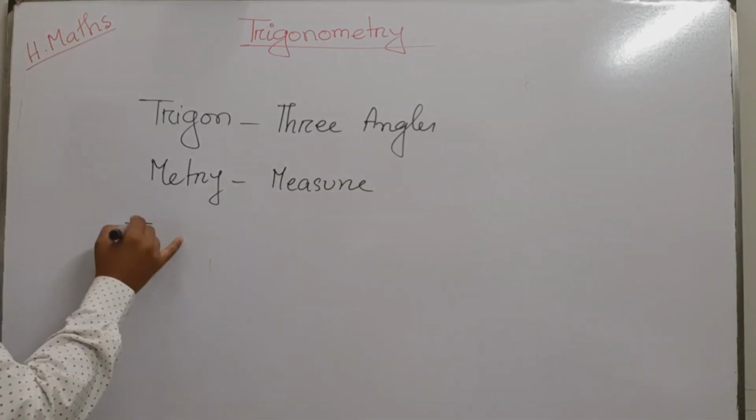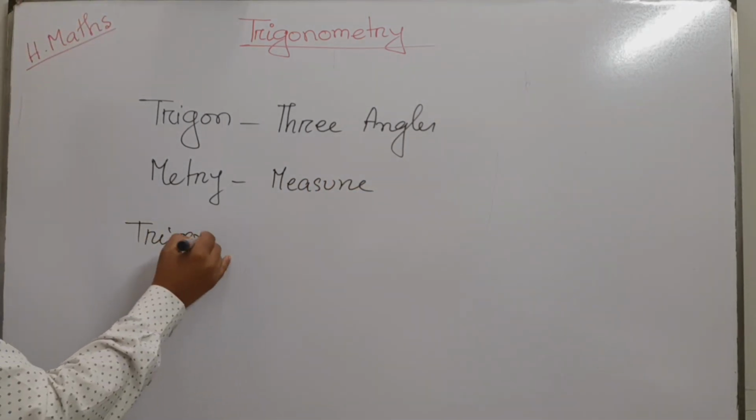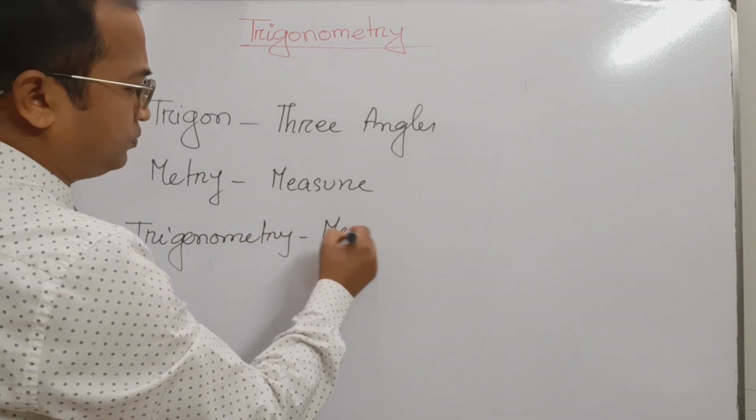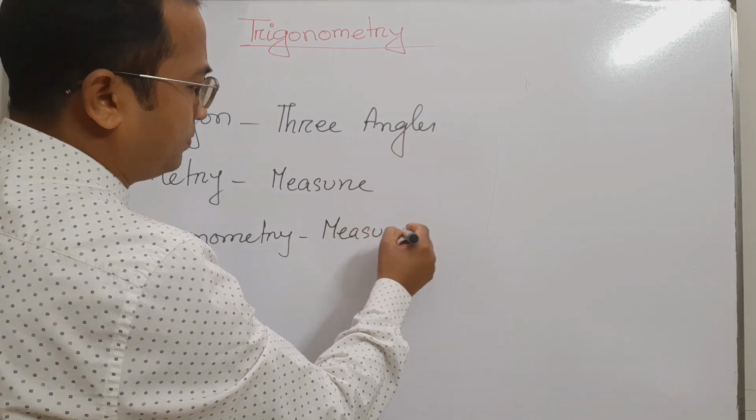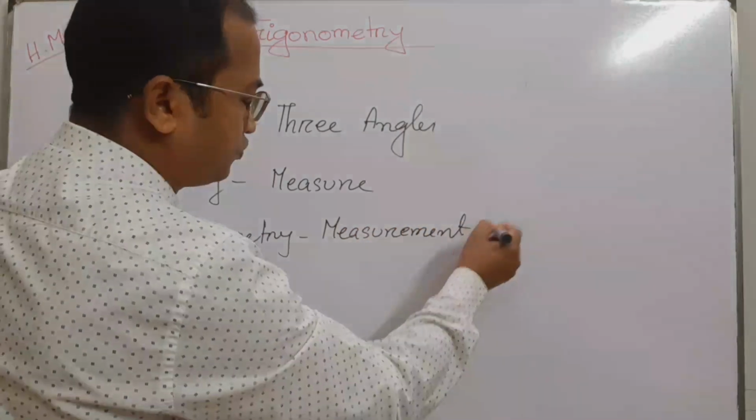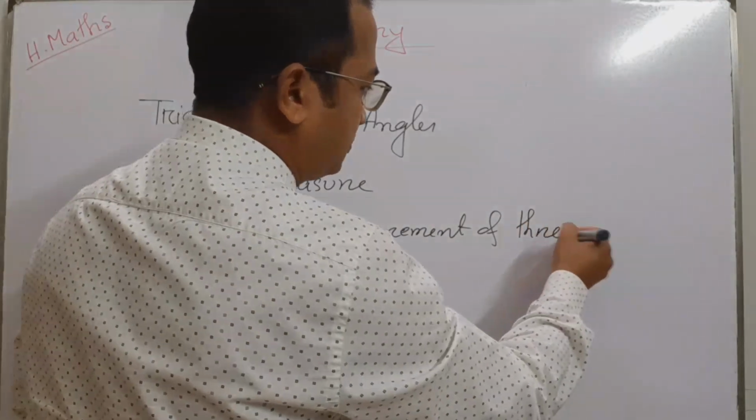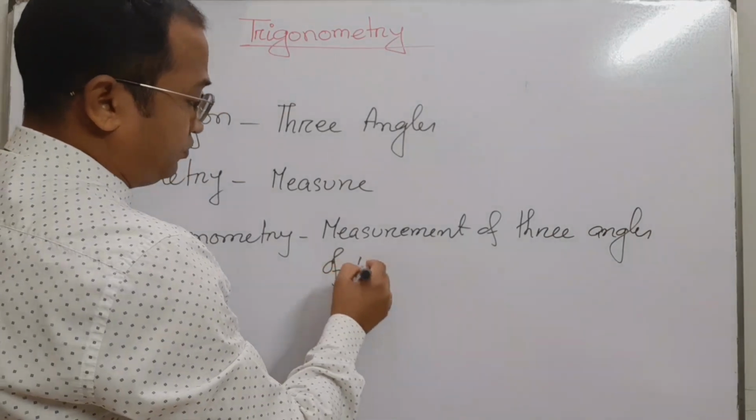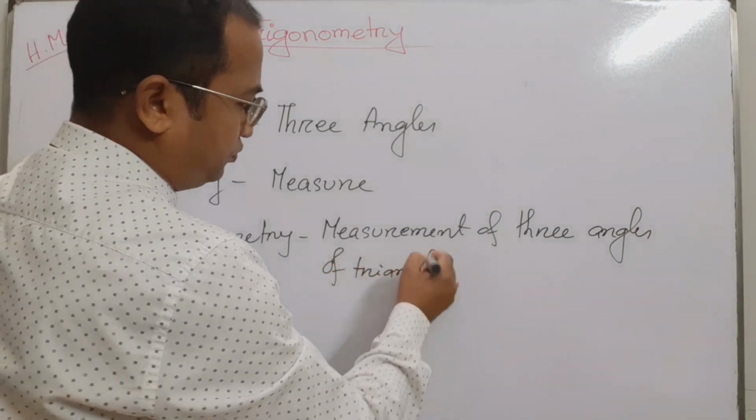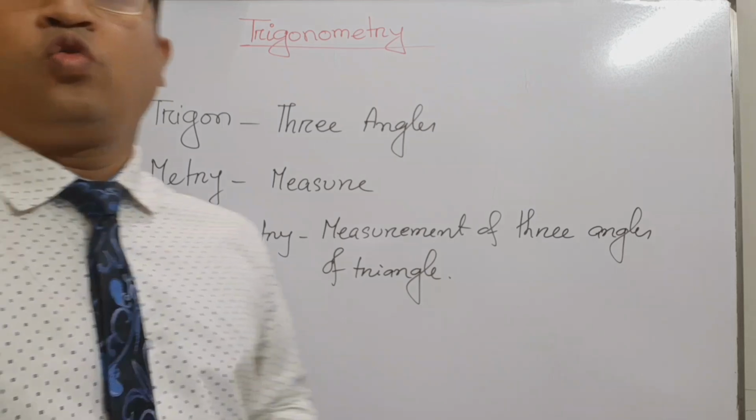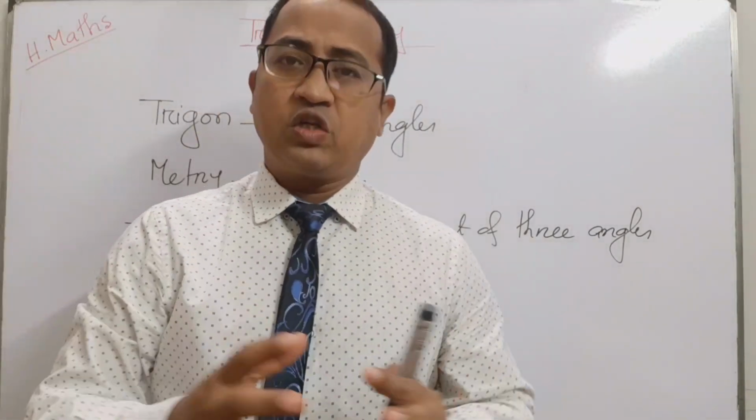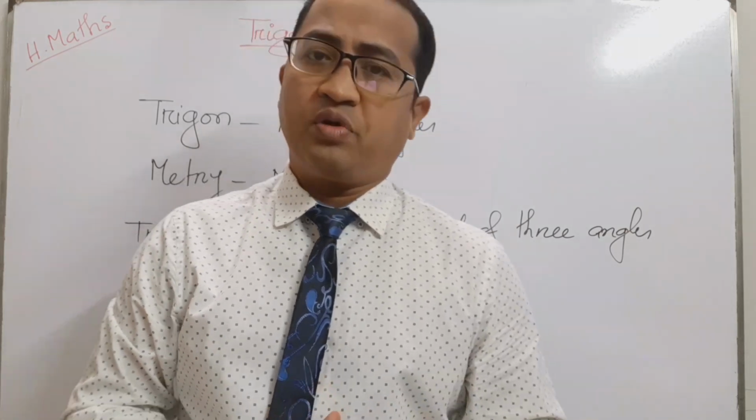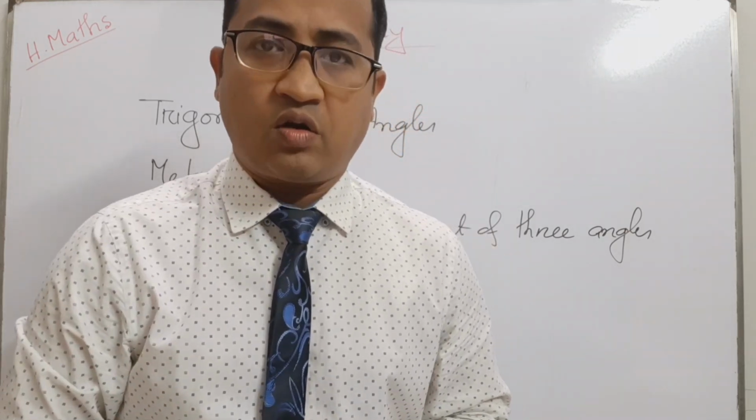So trigonometry means measurement of triangles. Actually, we just measure the ratio of the three sides and angles of the triangle by using trigonometry.